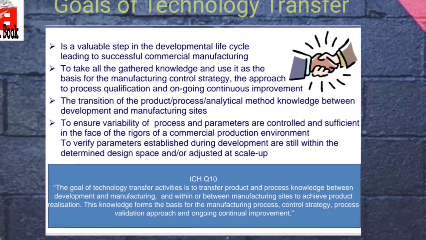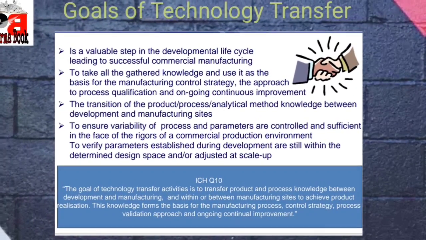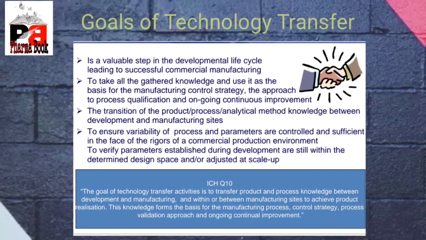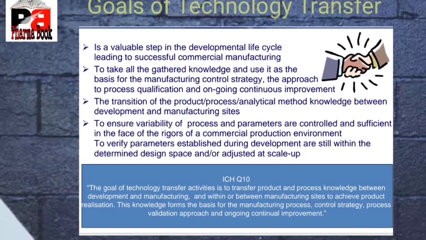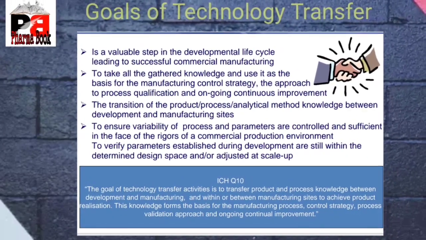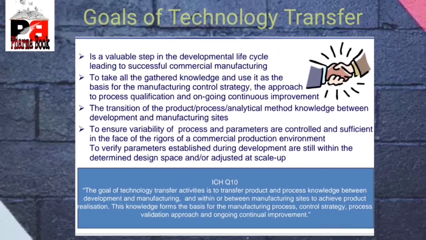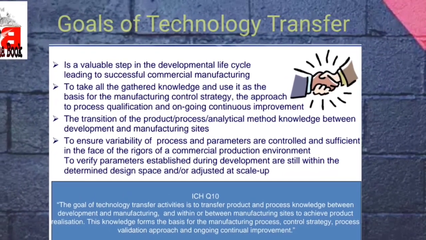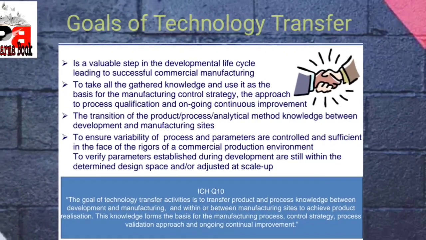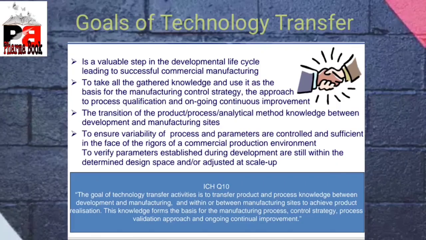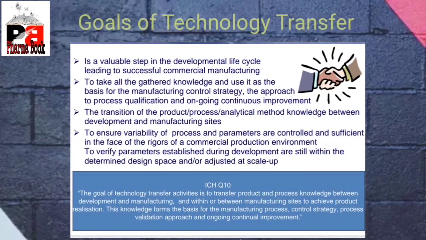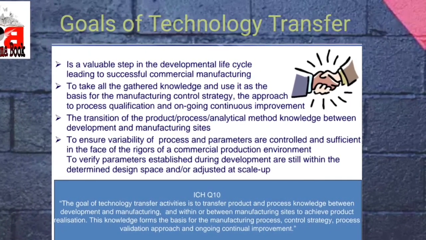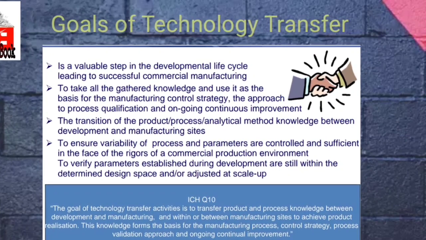See the goals of technology transfer. Number 1, it leads to successful commercial manufacturing. Number 2, it helps to apply the control strategy and also approach the process qualification. Number 3, it helps to create knowledge on CQA, critical quality attributes, and critical process parameters in the process. Number 4, to verify that the process parameters established during development are still within the determined design space.